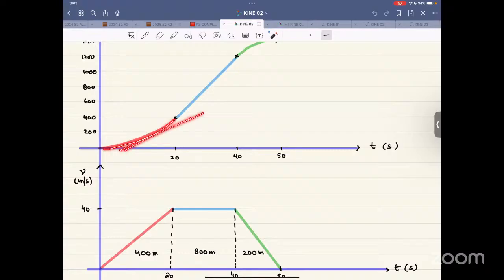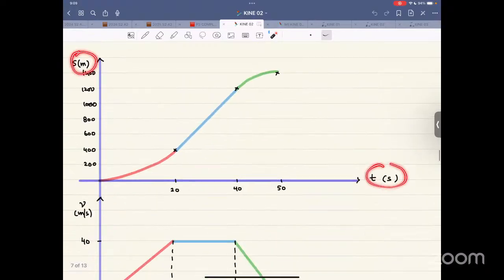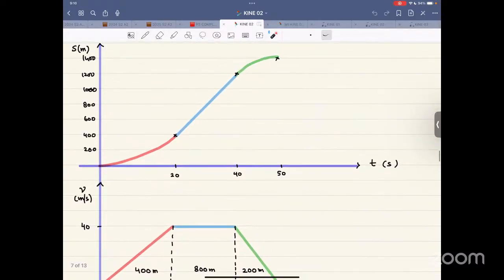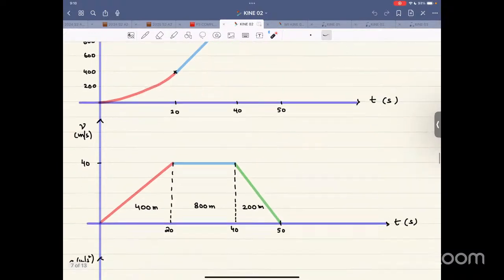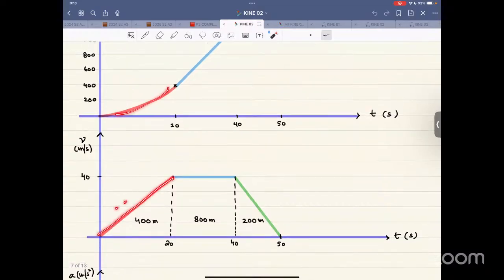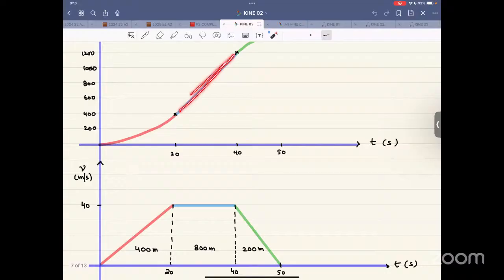This is an increasing gradient. So the gradient of a displacement time graph is velocity. And over here, this portion has a positive slope. That means throughout this region, the velocity is constant because the slope is constant. Got the idea? So over here, it's increasing gradient. Over here, it's decreasing gradient. So increasing is like this, the velocity is increasing. And a constant slope of a displacement time graph means the velocity is constant.